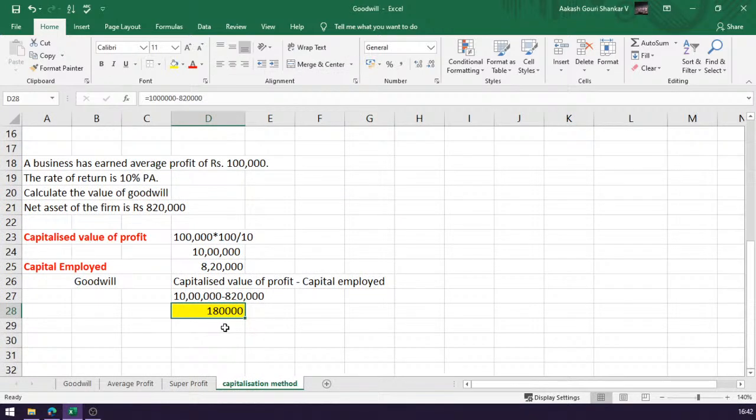And the last method, the capitalization method. The capitalization method is nothing but capitalized value of the profit minus the capital employed. We will get the value of goodwill. Most popularly, these three methods are used at the 12th standard level in order to find the value of goodwill. Later on, the treatment will be applied. We have two treatments: in case of admission the treatment will be different, and in case of retirement the treatment will be different, which we will be discussing at some later point in the classes.